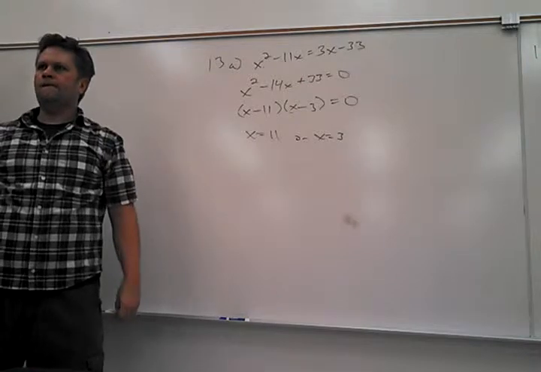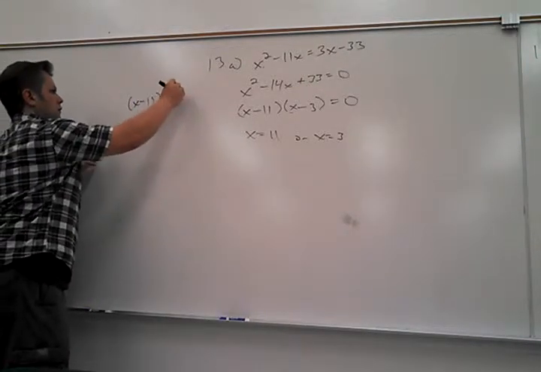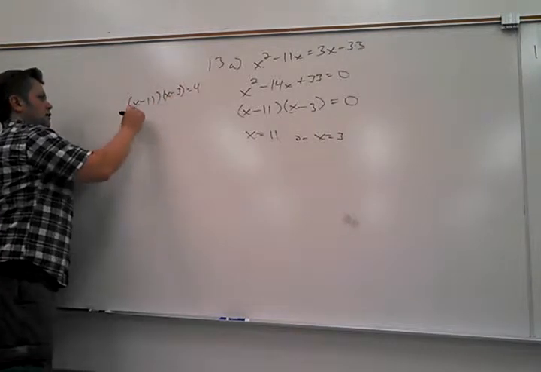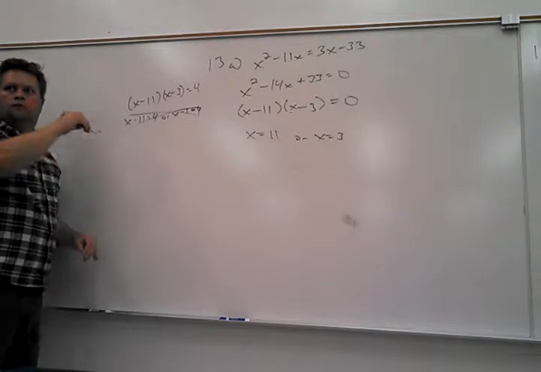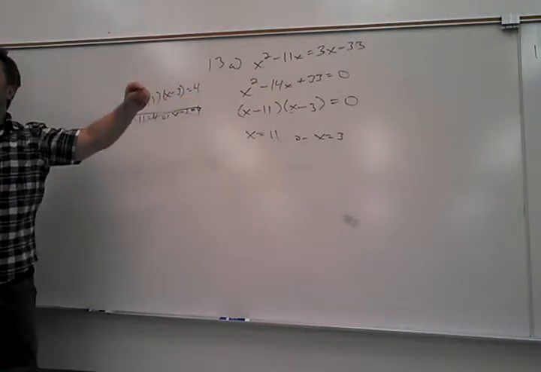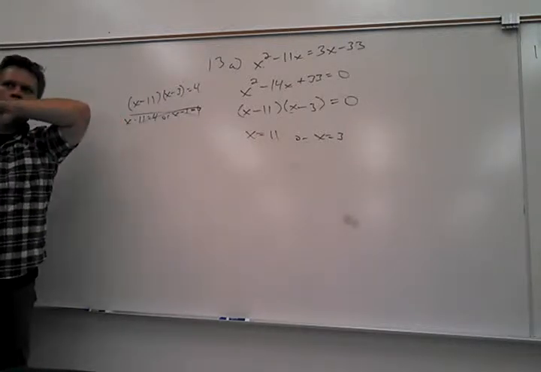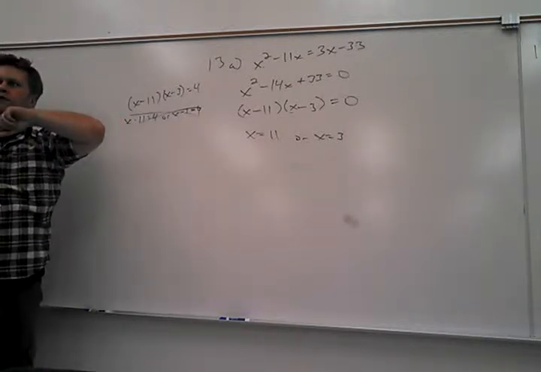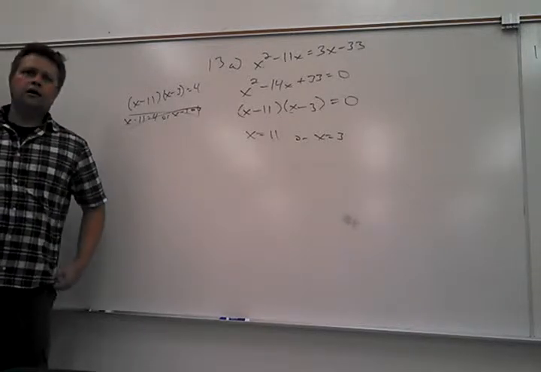I can do that. The mistake I always get is somebody gets somewhere like here, and they say, okay, x minus 11 equals 4, or x minus 3 equals 4. No. Why is that not okay? Why can't you do this, but you can do that? What do you multiply to get 4? 4 and 1, 2 and 2, 8 and 1/2, 100 and 1/25.